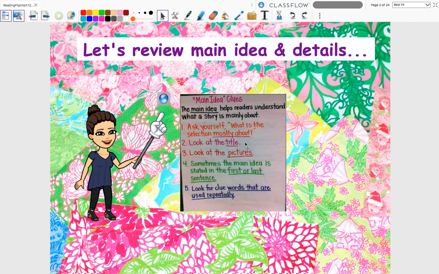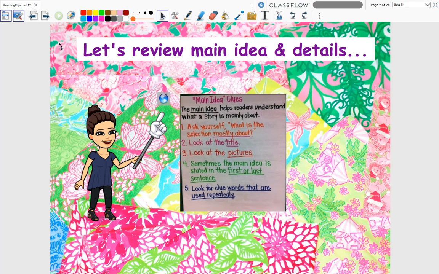Also, look at the title. If there is a title in the passage, many times your title will be the topic. Obviously, look at your pictures. Your picture clues you've known for a long time as readers can hint to what the passage is mostly about. This next one, a lot of times our authors will state our main idea in the first or the last sentence. So it's always good as readers to go back and revisit that first and last sentence if you're really just struggling to figure out your who and what, your main idea. And then, of course, look and see if there's clue words. There's just words that are repeated throughout to really hit home on what our passage is mostly about today.